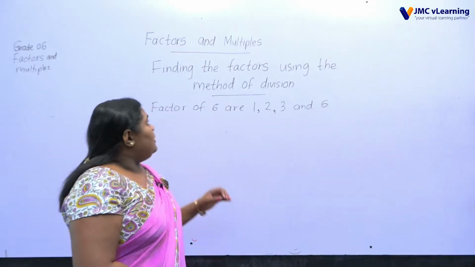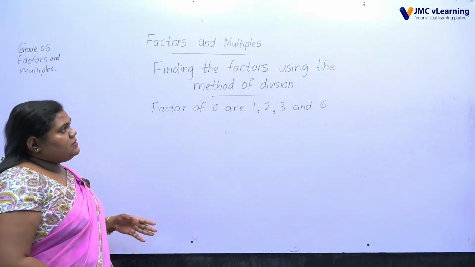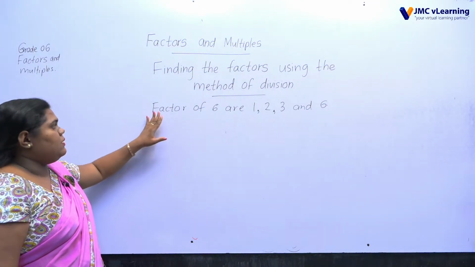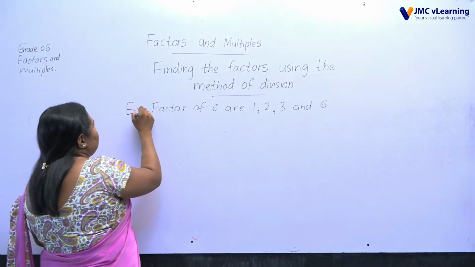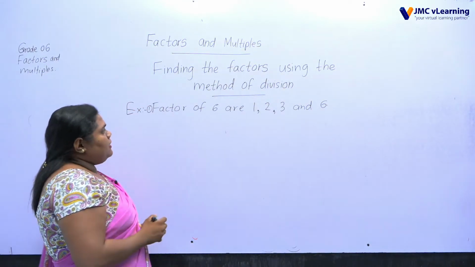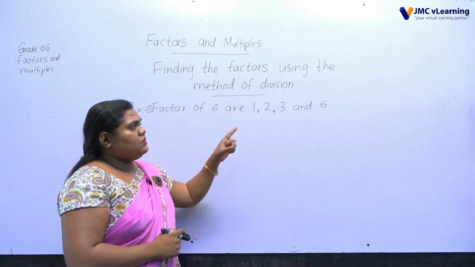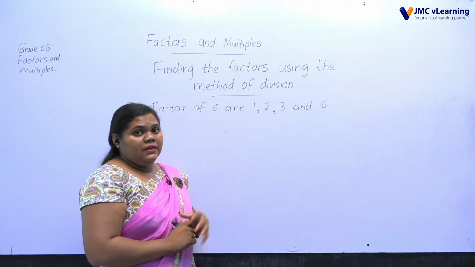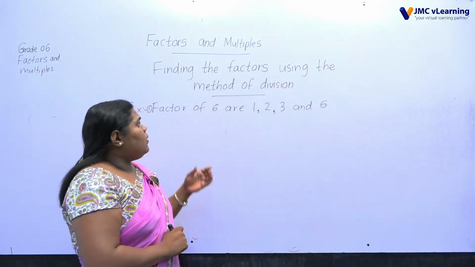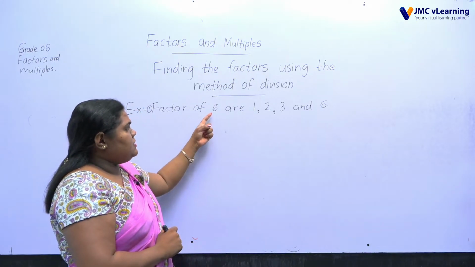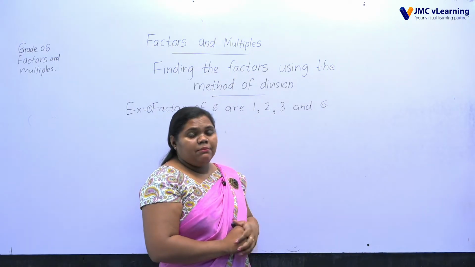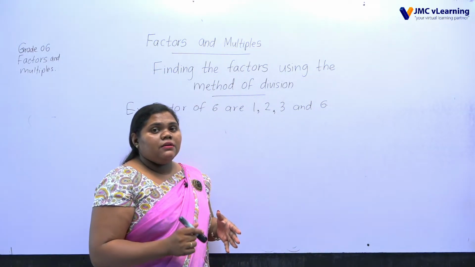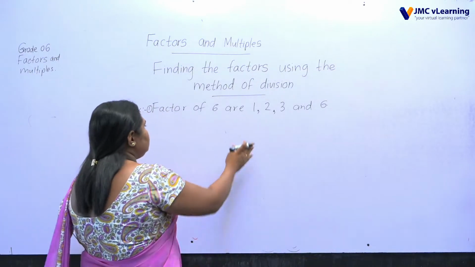Now finding the factors using the method of division. Now look at this example. Factors of 6 are 1, 2, 3 and 6. You know what are the factors of 6? 1, 2, 3 and 6. Now when we divide 6 by these numbers, we can get the answer without any remainder. No? Okay, we will check it first.